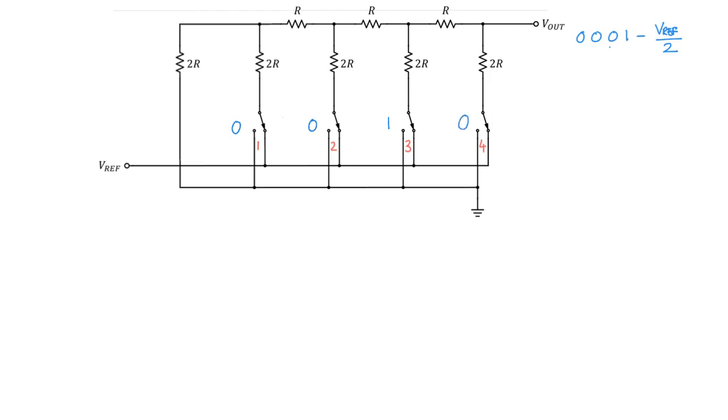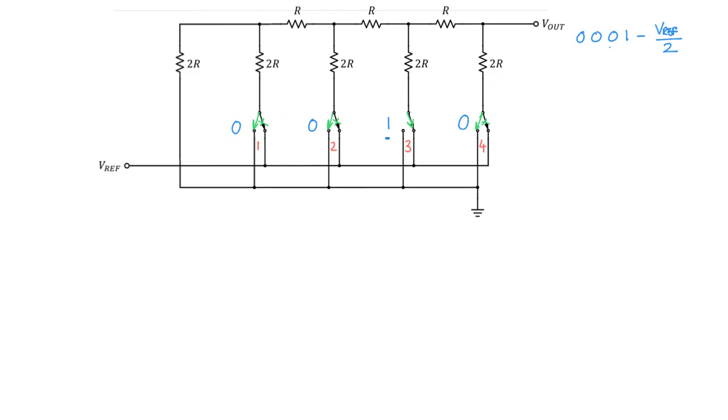0010. So what we have done is we have turned on the third switch while switching off the fourth switch. So the connection here is to ground. The connection here is to VREF. That's the correct connection. Here it's connected to ground, and here also it's connected to ground. So how does the circuit look now? What would be the output of the circuit?